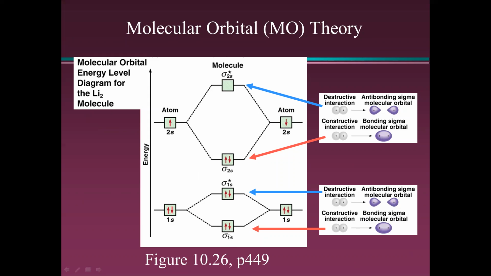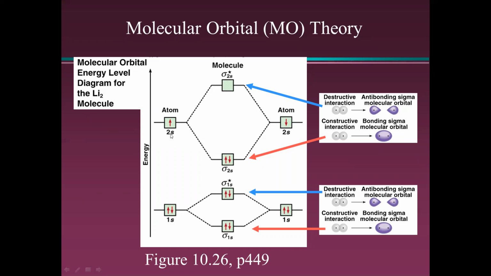So this is sigma 1s, this 1s, and this 1s. They form the sigma 1s molecular orbital, and when they are destructive, they form the anti-bonding sigma molecular orbital. Like I said, we put a star here to indicate that it is anti-bonding. You see how it is higher energy. So these 2 molecular orbitals are formed by 1s atomic orbitals.